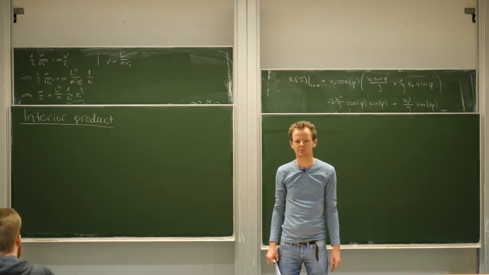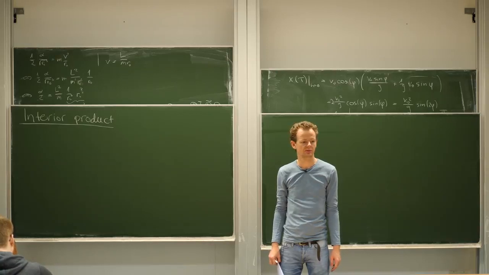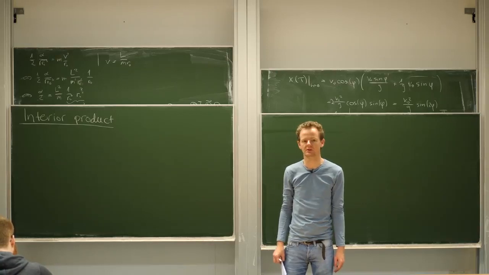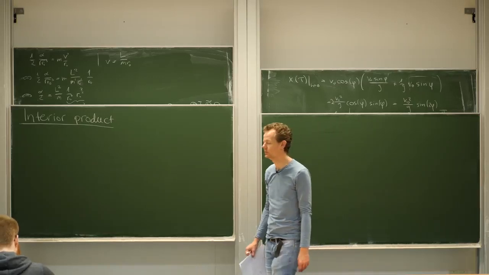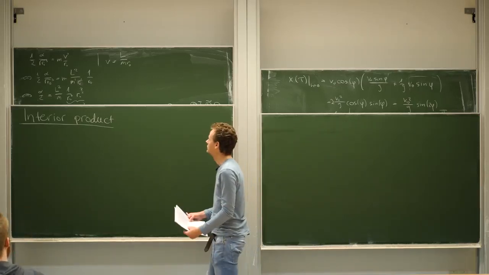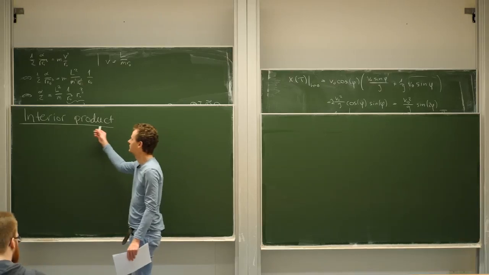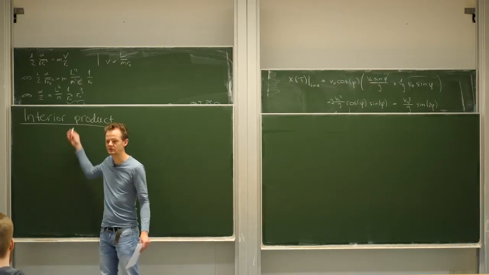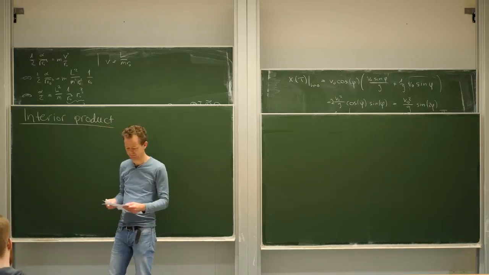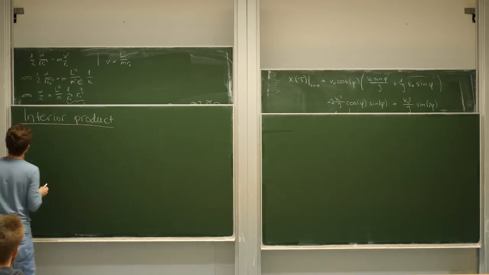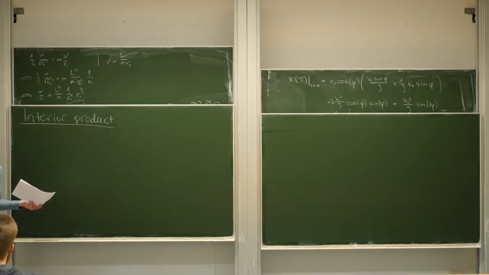So welcome back. We've been building up to defining a generalization of Hamiltonian mechanics for a couple of lectures now. We have one final technical point to discuss before we can get to this promised generalization. That's the interior product. This is an operation which takes a k-form and a vector field and produces a k-1 form.